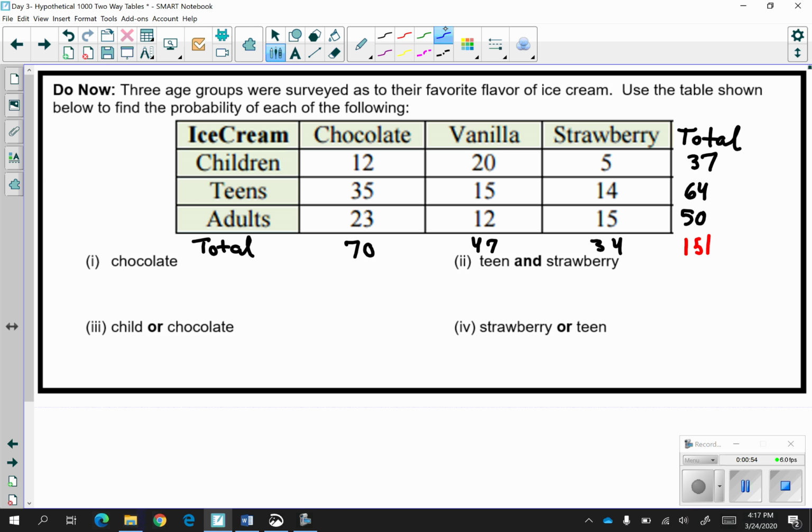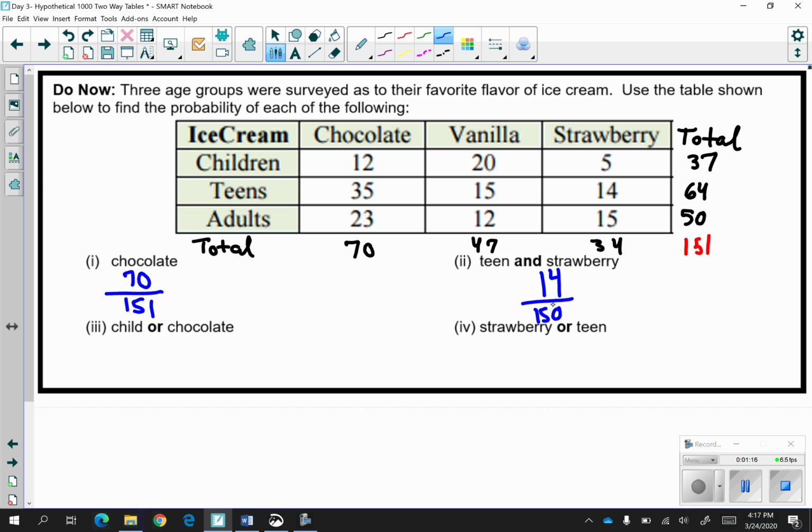So now trying to find the probability of chocolate, we have 70 people total out of the 151. The probability of teens who like strawberry, right? The intersection is going to be 14 out of 151.